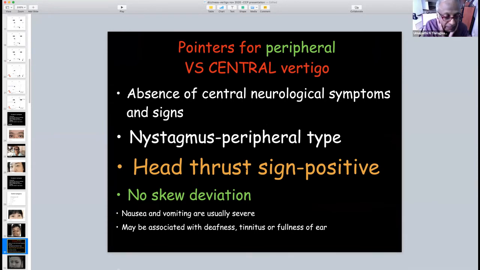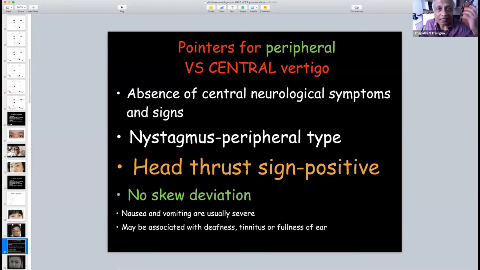Now head thrust is basically a way of testing the vestibular ocular reflex in an efficient way at the bedside. So basically what you're doing is moving the person's head very quickly. Like now, I'm going to show you. I'm going to take off my glasses so you can see my eyes better. I'm going to look straight at the camera. When I move my head left, I move my head right, my eyes are still fixated on you. No break in fixation at all.